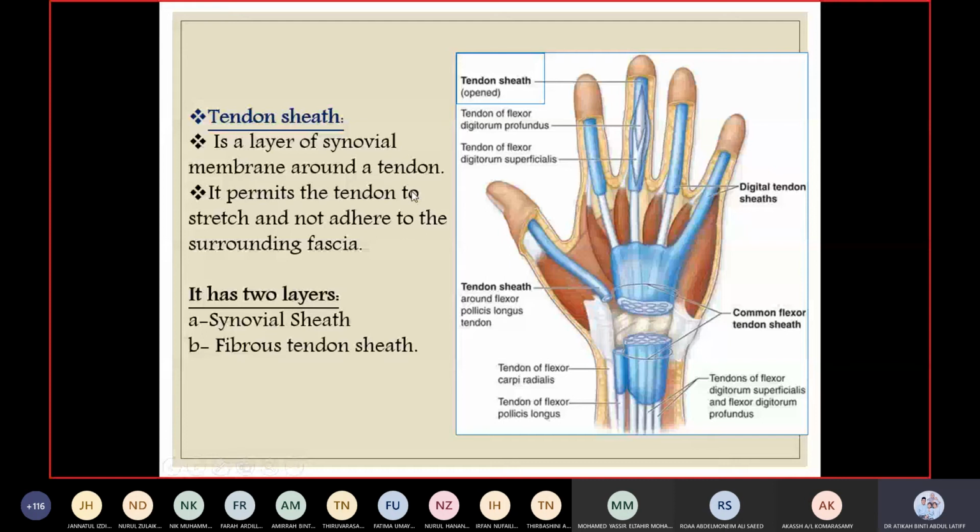Here in the hand, for example, we have tendons of muscles in the arm, and these tendons attach to the phalanges, or your digits. Around the tendon, we have what is called a tendon sheath, covering the tendons to reduce friction again, to allow movement or stretching of the tendons and facilitate movement. It has two layers, the synovial sheath and the fibrous tendon sheath.